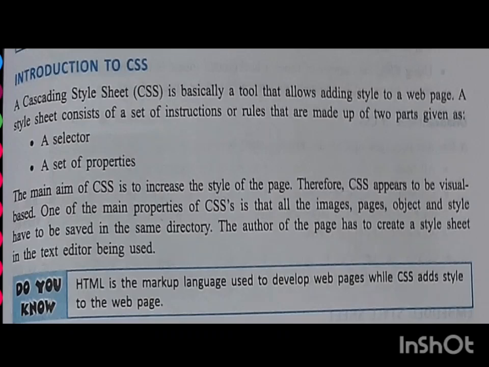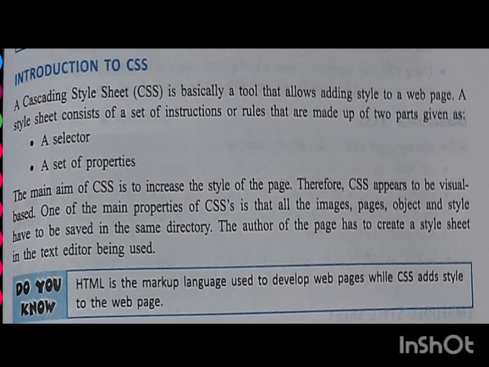Class, one important topic, that is CSS from the HTML chapter, was left. So, class, let's start this chapter. Class, Cascading Style Sheet, CSS, is basically a tool that allows adding style to a web page. Till now, you are doing different types of formatting, different types of numbering, bullets, many things you were applying. Now, this CSS will allow you to do the same, but in an easy manner.